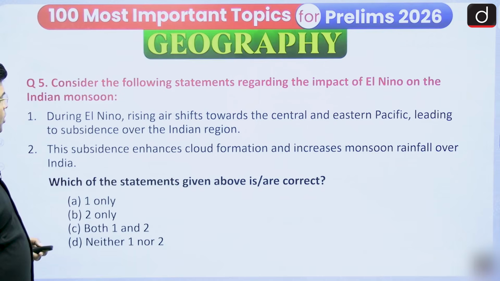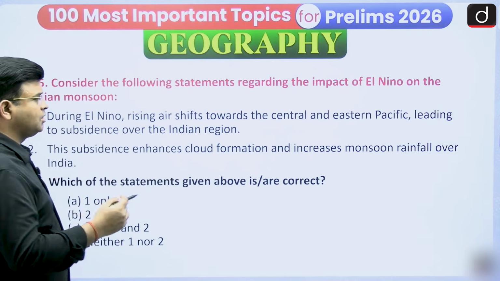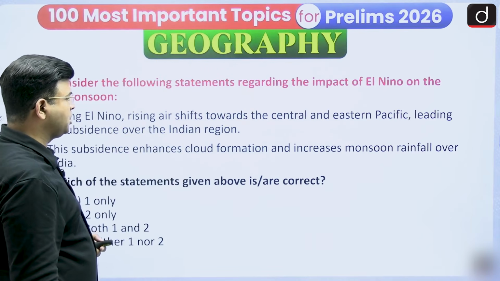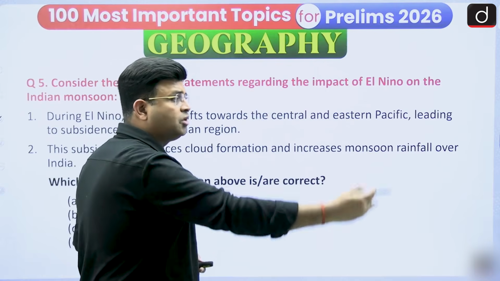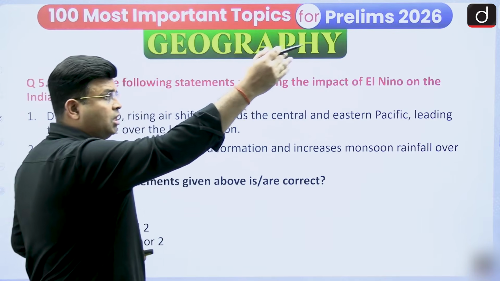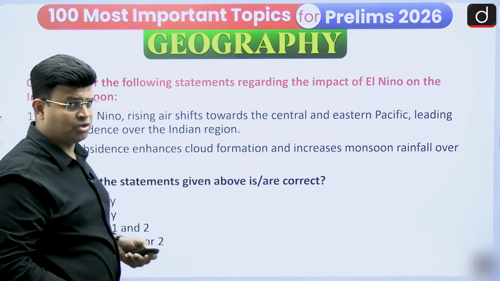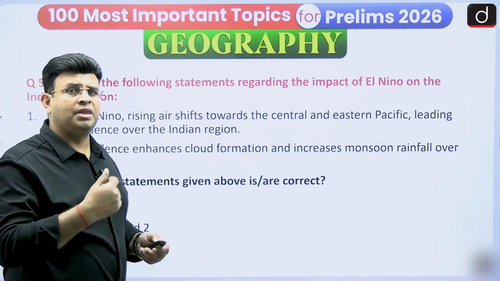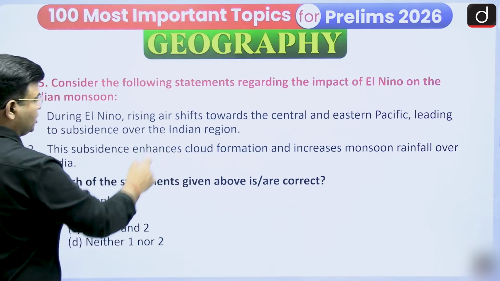And the next one that we are going to see: consider the following statement regarding the impact of El Nino on the Indian monsoon. During El Nino, rising air from the Eastern Pacific shifts toward the Central Pacific, leading to subsidence over the Indian region. Yes, the air rising in the Eastern Pacific is part of the reverse Walker circulation, it comes over and subsides over the Indian region, and the Indian region becomes relatively high pressure, therefore rainfall is less, and because of that our southwest monsoon becomes weak. And the subsidence over the Indian region is taking place.